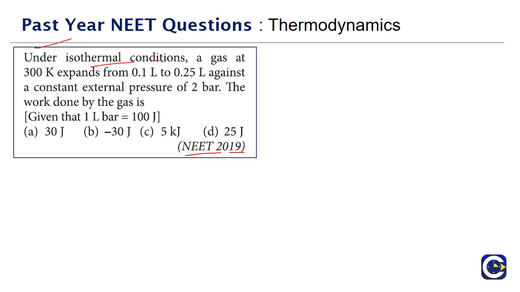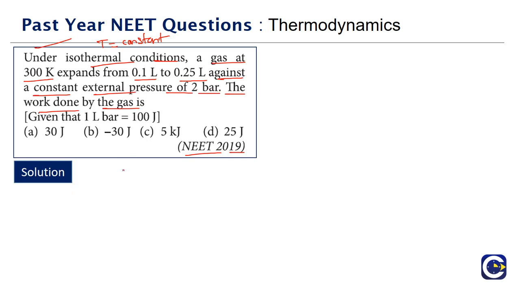Under isothermal conditions, means temperature is constant. Under isothermal conditions, a gas at 300 Kelvin, this is the value of that constant temperature, expands from 0.1 liters to 0.25 liters against a constant external pressure of 2 bar. The work done by the gas is, so we need to find what is the work done by the gas.